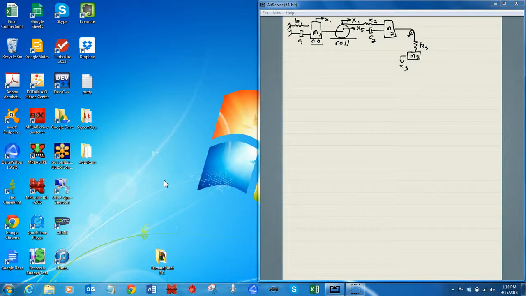So it does not add a degree of freedom, but then mass 2 is free to oscillate even though the cylinder is stationary, so that's 2 degrees of freedom. If you hold mass 1 and mass 2 stationary, then mass 3 can still move, and that would give us 3 degrees of freedom. So this is a 3 degree of freedom system.